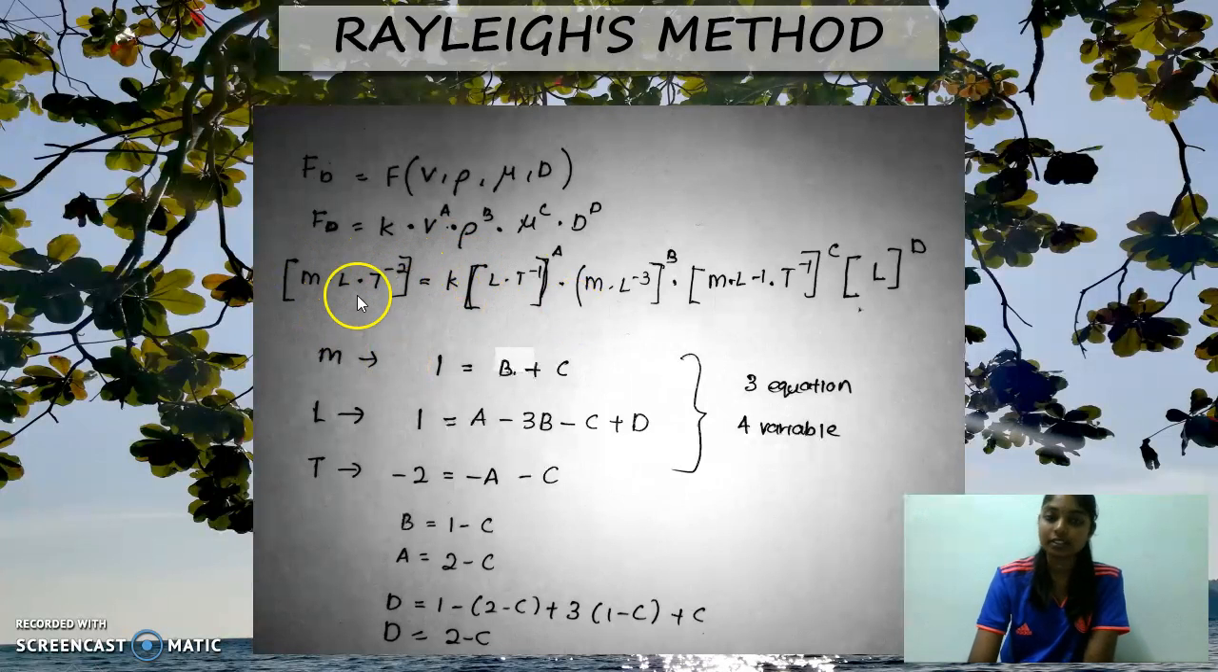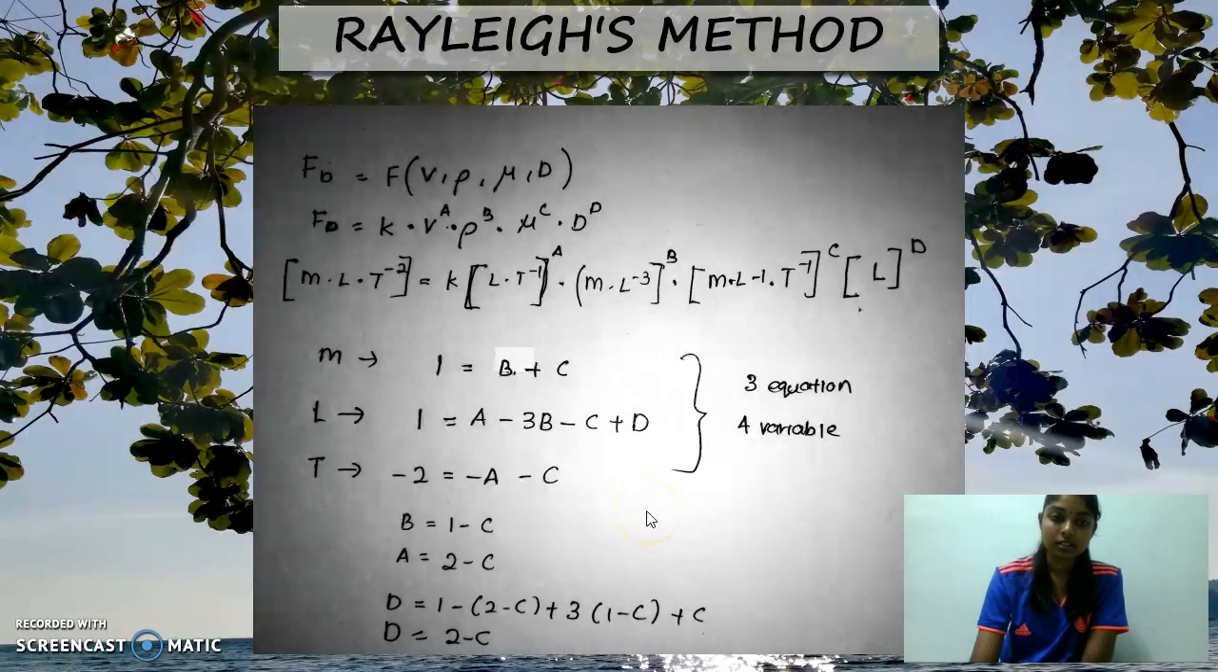For m, we have b and c, so it's b plus c. Next, for L, we have 1 on the left, and on the right it is a, negative b, and then c plus d. And then for t, we have negative 2 on the left, and negative a, negative c on the right. So we can simplify this equation, and we will get something like this.